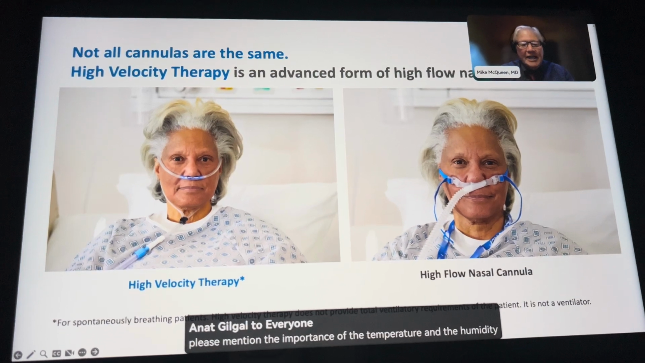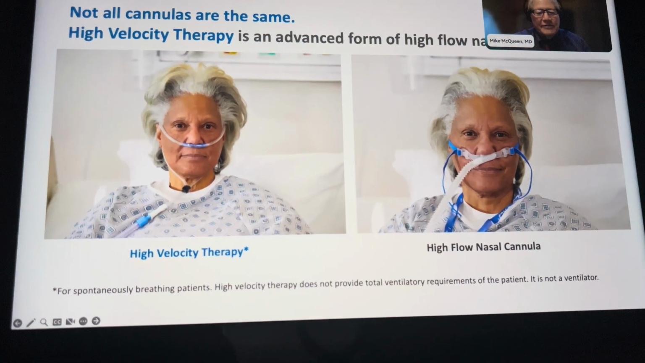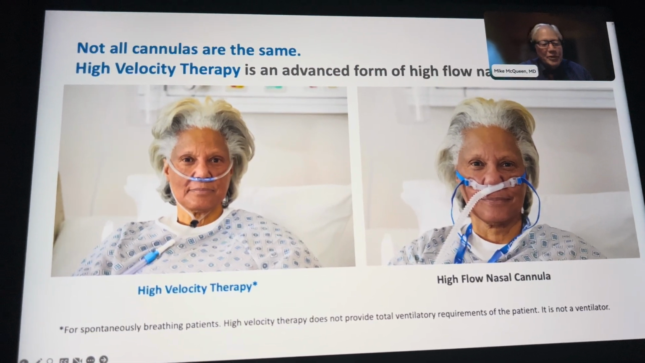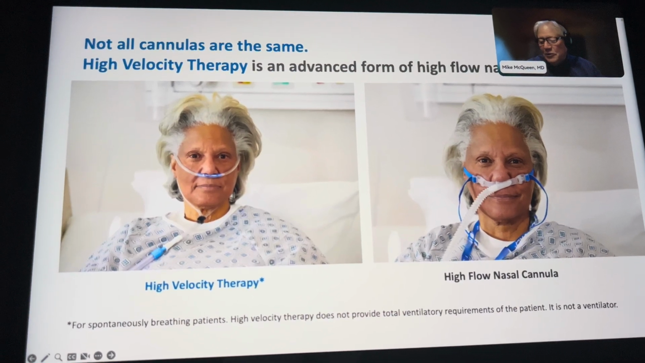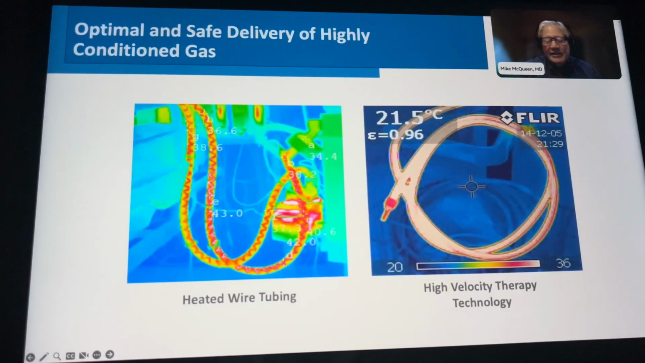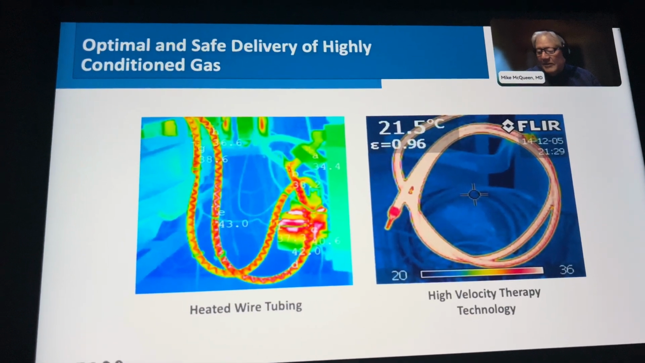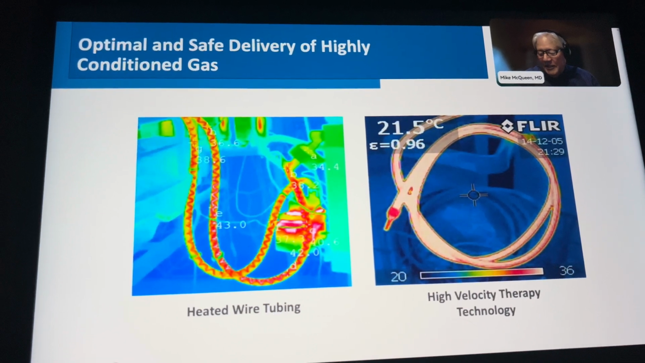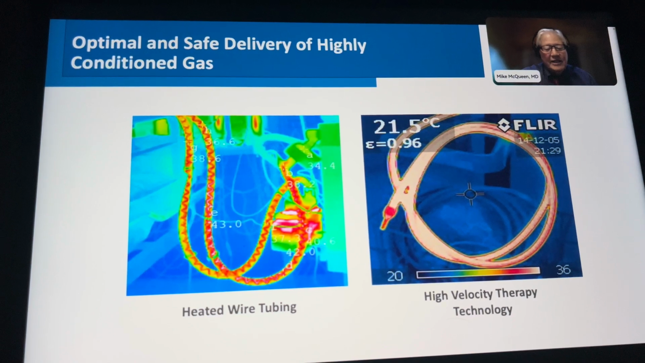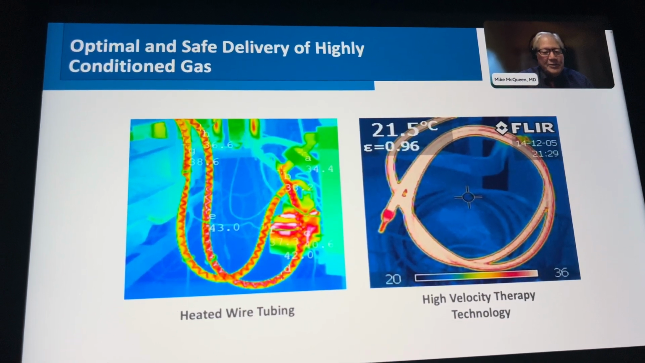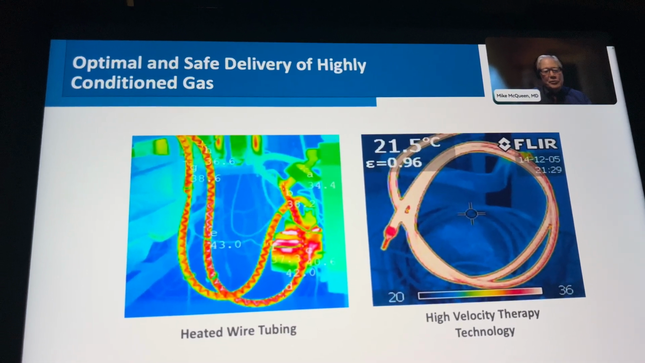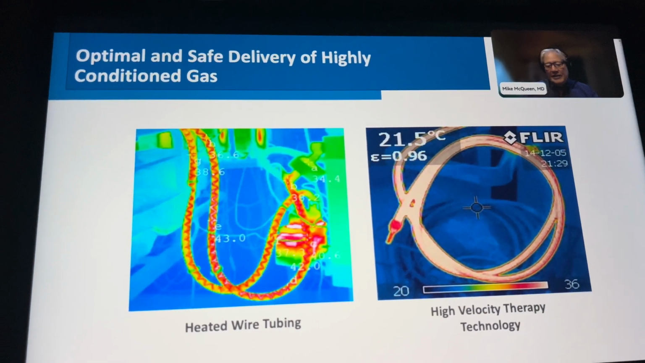Really, really important. I see a question that says to mention the importance of the temperature and the humidity. That's a really good observation, and it's a really good question. Thank you for bringing that up. I probably went through that a little bit too quickly, but the flows at 40 liters per minute through the high velocity system could be quite high in wind speed. Again, Scott generated 30 meters per second at just 25 liters of flow. So that's pretty high velocity when you're using the higher flows on the high velocity system. But because the gas is warm, because it's humidified, the patients actually find it quite comfortable.